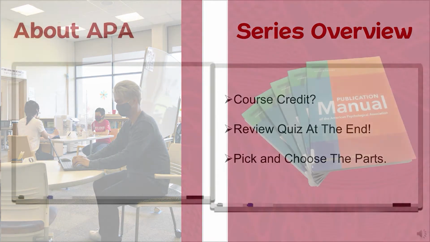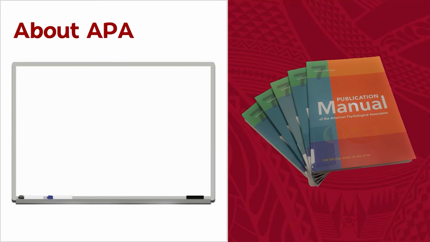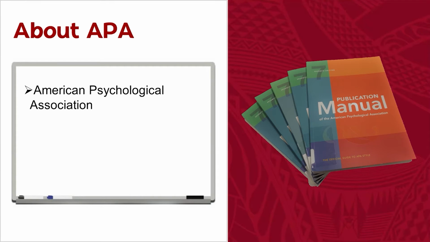Next, let's talk a bit about what APA is. You may have heard APA referenced before, but what exactly is it? APA stands for the American Psychological Association. When we talk about APA citation and formatting, we are talking about the guidelines provided in the publication manual of the American Psychological Association. This is a book that offers guidelines on many aspects of formatting writing. When we say APA in this workshop, we are referring to the citation and formatting guidelines put forth in this publication manual.